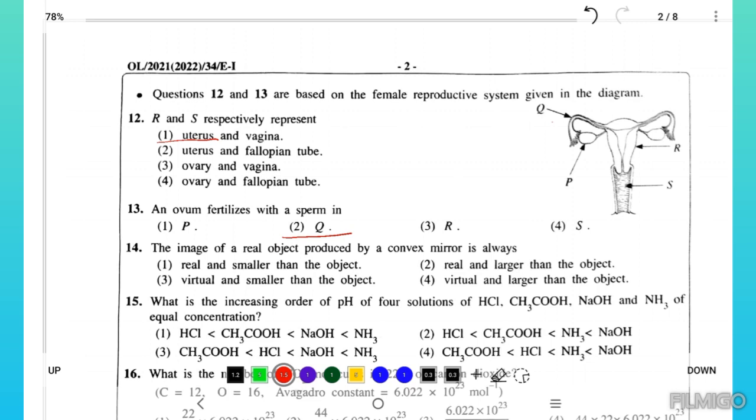Question number 14. The image of a real object produced by a convex mirror is always, right? That is virtual and smaller than the object. Virtual means we can't take that onto a screen. Virtual and smaller than the object. This is the same for concave lenses. So for the 14th question, the answer should be the third answer.